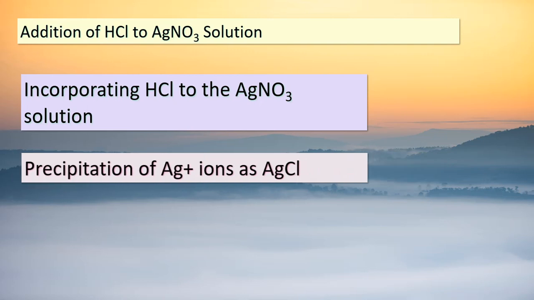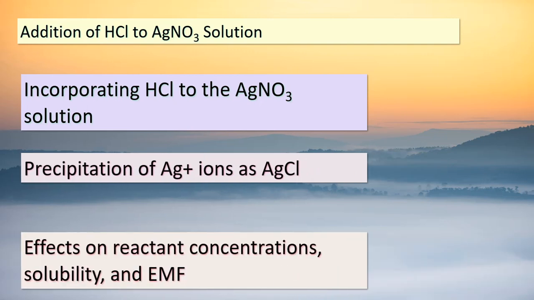Lastly, students, let's explore the consequences of adding HCl to our AgNO3 solution in the cathode half cell. This leads to the precipitation of Ag+ ions as silver chloride, AgCl. What do these changes mean for the reactant concentrations, solubility, and EMF of our voltaic cell? Join me as we wrap up our journey through the effects of various alterations on the cell's behavior.